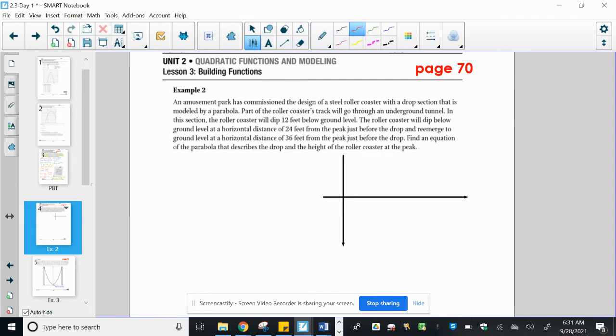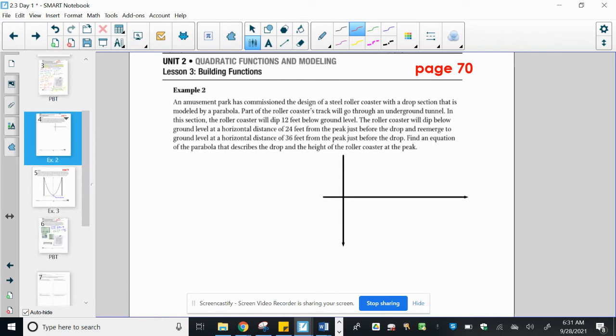Okay, so it says an amusement park has commissioned the design of a steel roller coaster with a drop section that is modeled by a parabola. Part of the roller coaster's track will go through an underground tunnel. In this section, the roller coaster will dip 12 feet below ground level. The roller coaster will dip below ground level at a horizontal distance of 24 feet from the peak just before the drop, and then reemerge at the ground level at a horizontal distance 36 feet from the peak just before the drop. Find an equation of the parabola that describes the drop in the roller coaster's height from the peak.